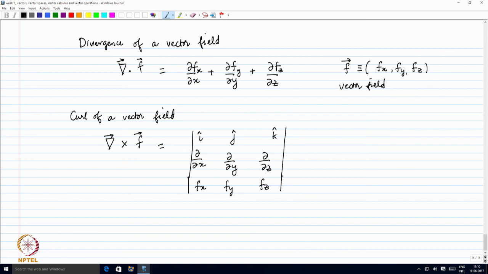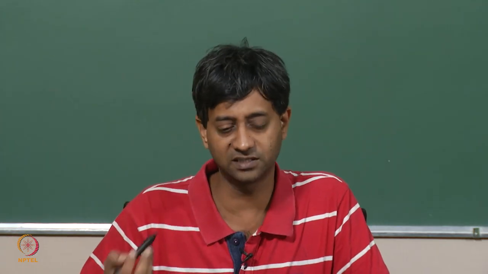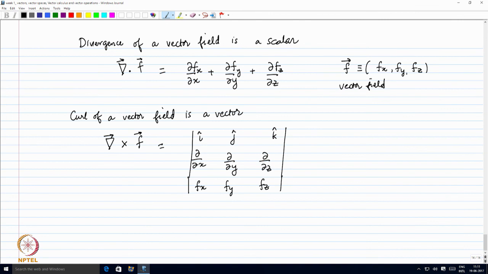So, these are all different ways of taking derivatives. The divergence of a vector field is a scalar, and the curl of a vector field is a vector. So, gradient, divergence and curl represent 3 ways of taking derivatives. Gradient we took of a scalar field to get a vector field, divergence you take of a vector field to get a scalar field, and curl you take of a vector field to get another vector field. I just wanted to show you different ways you can take derivatives.